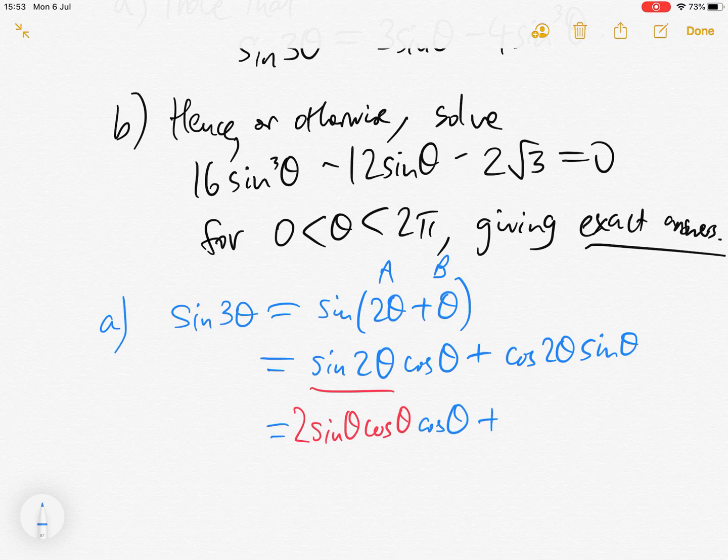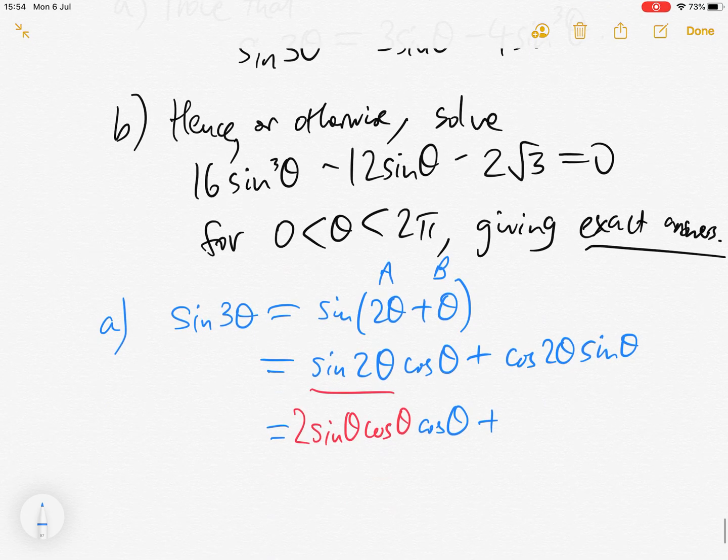And we know a formula for, well, we know three formulas for cos 2 theta. Since we want an answer in terms of sine theta, the most convenient one to use would be 1 minus 2 sine squared theta.